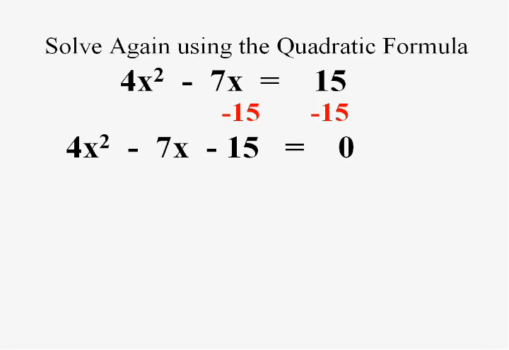And there we go. Now, a is the number in front of x squared, which is 4. B is the number in front of x, which is negative 7. And c is the number sitting by itself, which is negative 15.